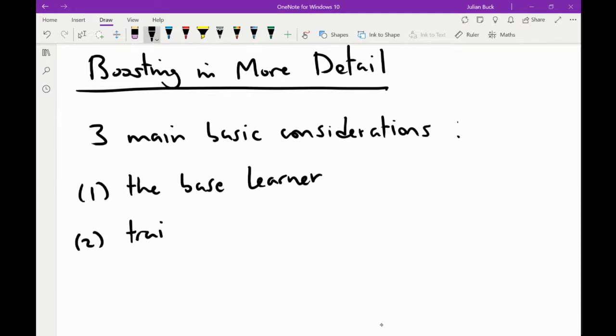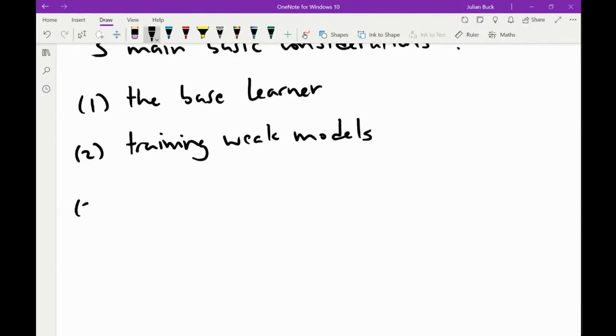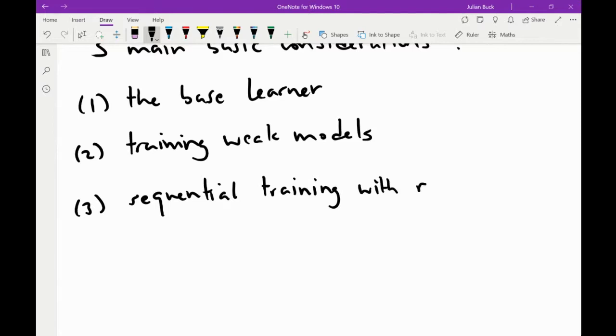How do we train weak models? That's what we're doing. And what's the sequential aspect? Specifically, it's not just that we're training the models in sequence, but training them on what? So the idea here being sequential training with respect to errors.